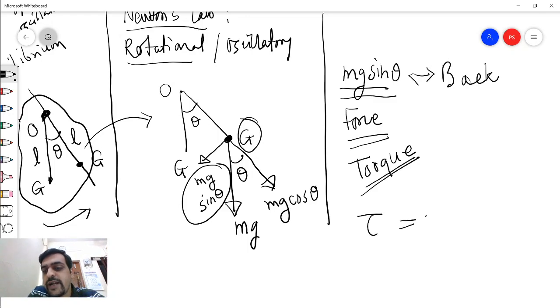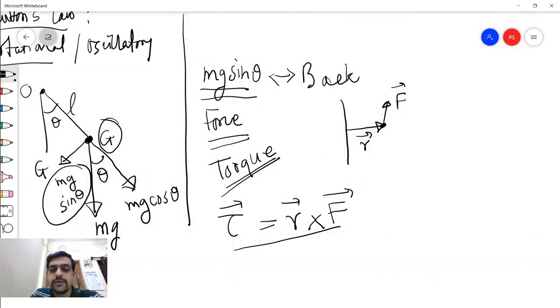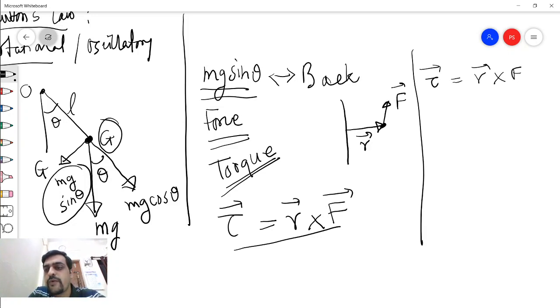Torque is defined as R cross F. What is R? If this is the axis of rotation, this is the point at which the force is applied. Suppose this is F bar. Then this distance between the point and this axis is R bar, and we define torque as R cross F. So now in this case, this is the point O, this is point G, and this distance is L. So in our case, the torque is going to be, we will discuss only the magnitude part, tau equal to R, which is in our case L, and force, which is in our case mg sin theta.